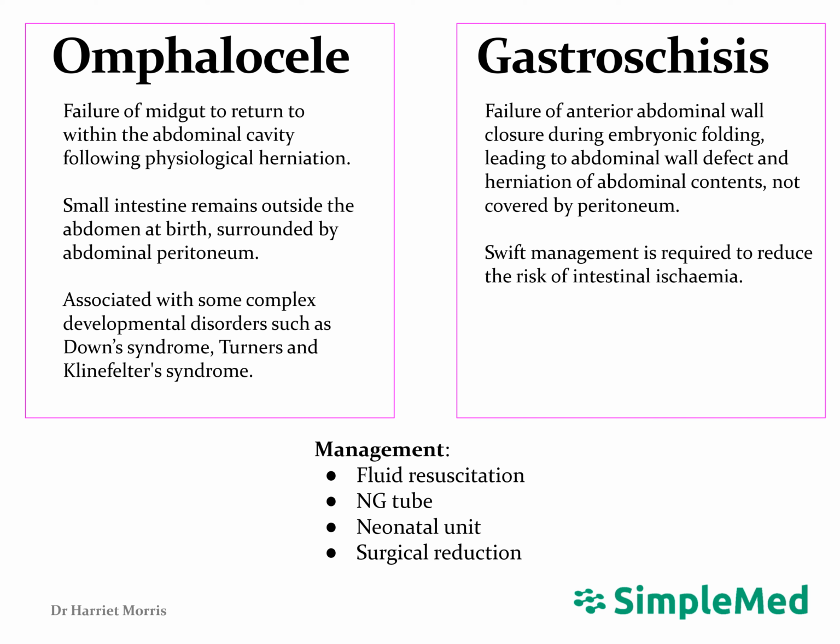Gastroschisis occurs because the abdominal wall fails to close after the midgut has returned to the abdominal cavity. Therefore, the bowel contents herniate through this defect, and it is not protected by peritoneum either. Therefore, swift surgical management is required to reduce the risk of infection, fluid loss, and ischemia once the baby is born. For both these conditions, neonates require fluid resuscitation and transferring to a neonatal unit, usually at a tertiary centre, for surgical reduction of the abdominal contents.